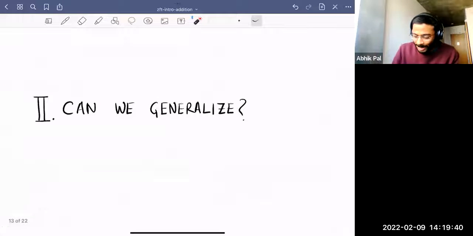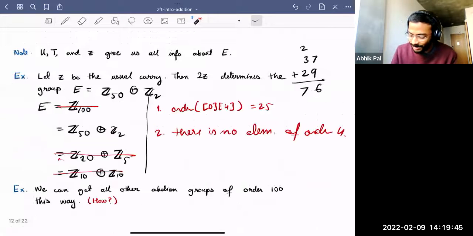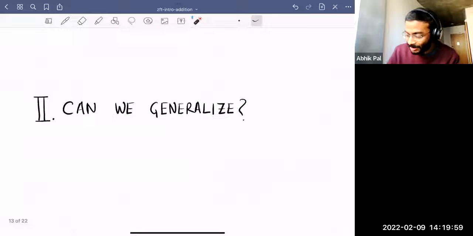Okay, so now can we generalize this situation? I mean, it seems like there should be some way of generalizing this to not just restricting to Z mod 10, but also to look at more complicated groups. Like there's absolutely no reason we should only do carry operations when we are adding two-digit numbers. So can we generalize this?